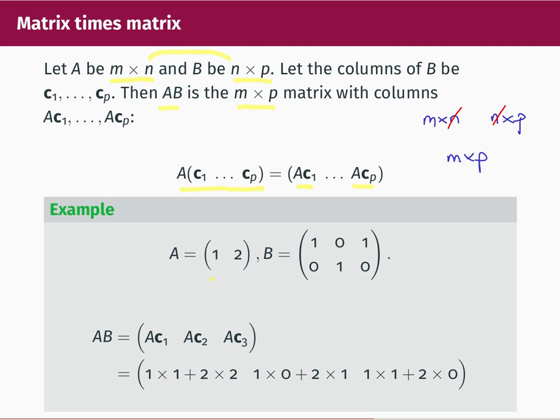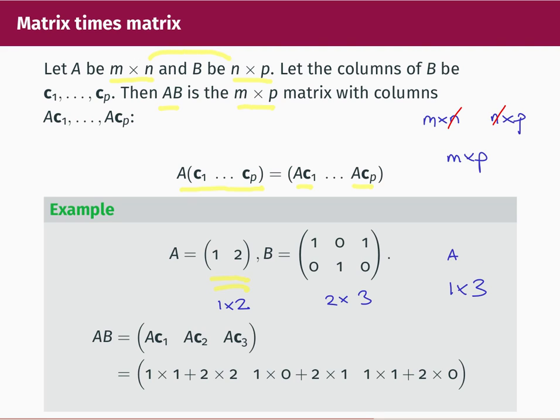Here A is the matrix 1, 2. So what size is that? That is a 1 by 2 matrix. And B is this matrix here. This is a 2 by 3 matrix, 2 rows and 3 columns. You can see that the number of columns of A matches the number of rows of B. So the answer, AB, will be a 1 by 3 matrix. So you should think of the 2's as kind of cancelling each other out here.